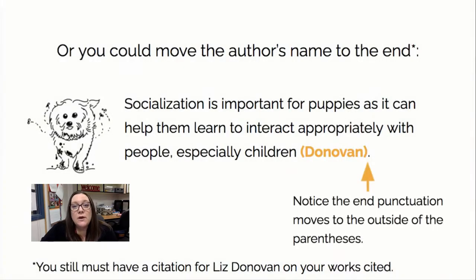So I could also move the author's name to the end of the sentence. I have the same information. Socialization is important for puppies as it can help them learn to interact appropriately with people, especially children. But instead, I put parentheses at the end of the sentence with the author's name in it. Now, this was a web source, so I don't have a page number. And do notice that my punctuation is going to be outside of the parentheses at the end of my sentence.